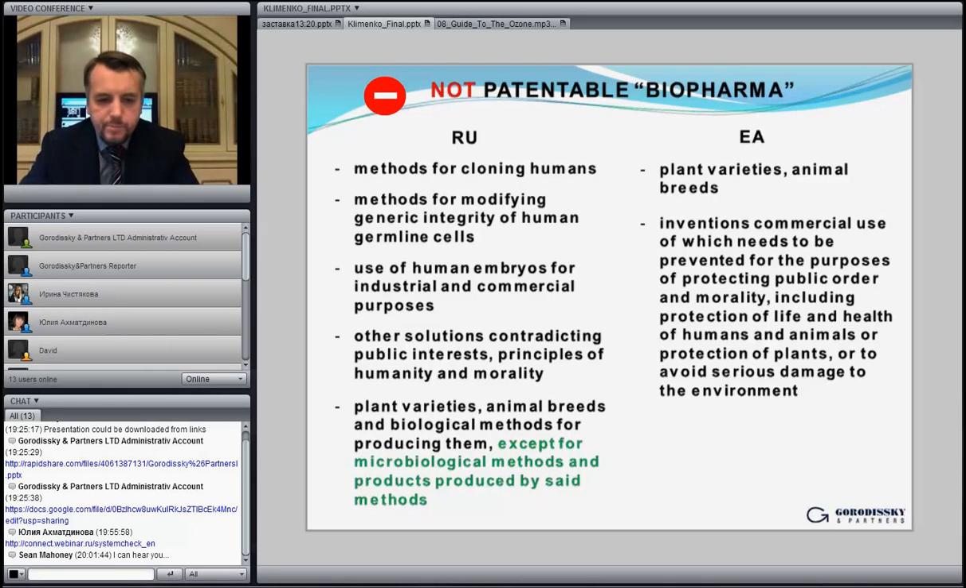Probably some of you will be surprised not to see methods of treatment and diagnosing, but this is the case. In Russia and Eurasia, this kind of subject matter is patentable. As far as the right-hand side of my slide is concerned, this is Eurasia and pretty much the same things as in the left-hand side. For those of you who are interested in reading through it, the presentations will be available online.